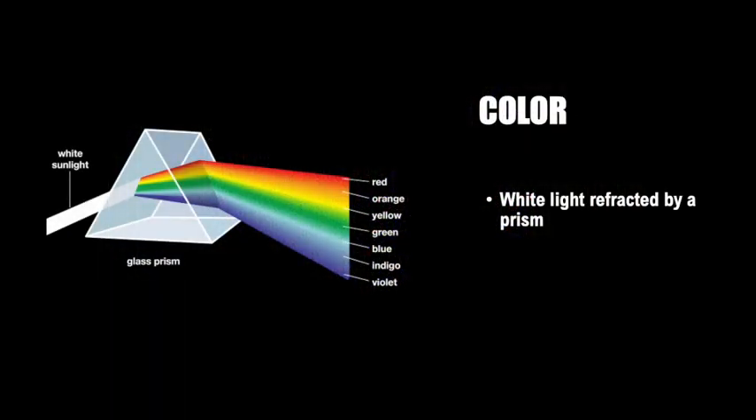Color. White light refracted by a prism. Individual colors are components of white light. Okay, the phenomenon of color is a paradox. Color exists only in light, but light itself seems colorless to the human eye. Objects that have color are merely reflecting the colors that are present in the light that illuminates them.